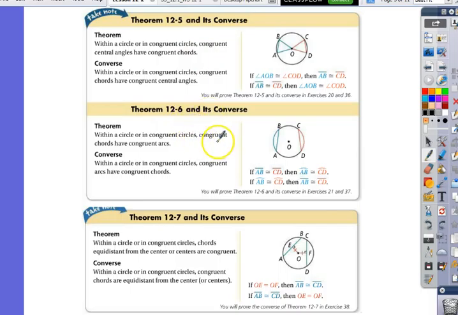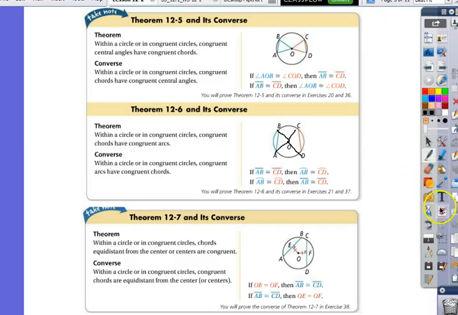All right, the converse is also true. Within a circle or in congruent circles, congruent chords have congruent arcs. That makes sense because if I go ahead and draw out the triangles, we know that the two central angles will be congruent because the chords are congruent, and therefore the arcs must be congruent too because the central angles are congruent. So anytime you cut off a circle with the same line segment, the arcs are going to match too.